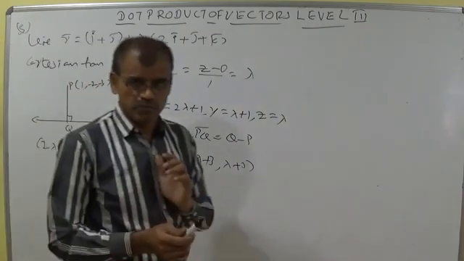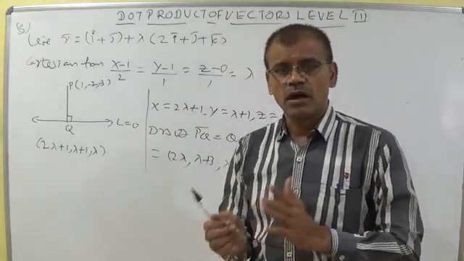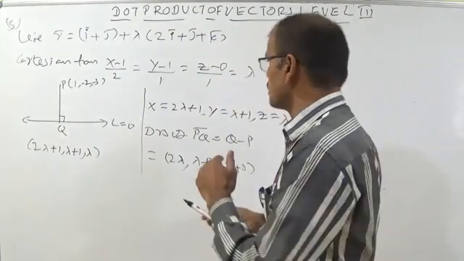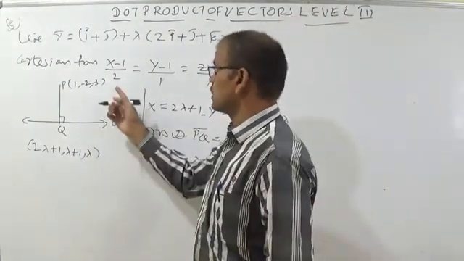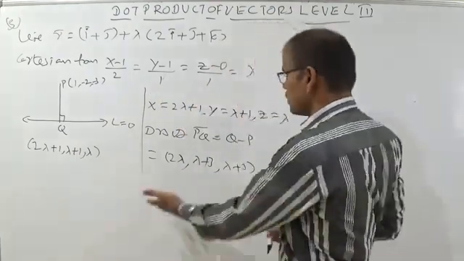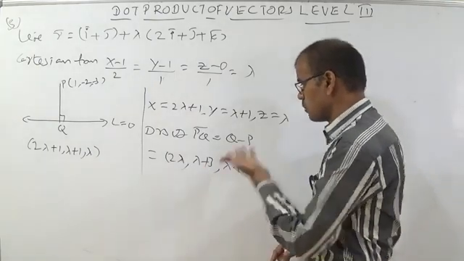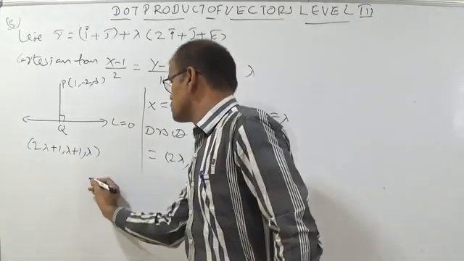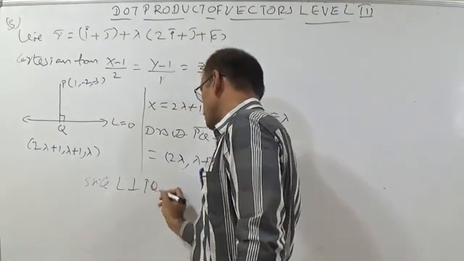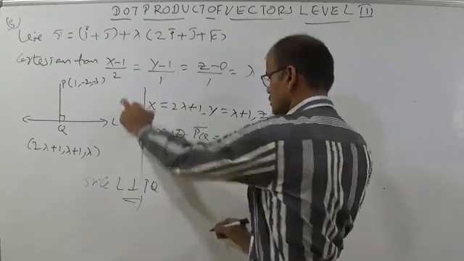Whenever two lines are perpendicular, then we can use the dot product equal to 0, or the a1 a2 plus b1 b2 plus c1 c2 equal to 0 concept using direction ratios. So what is the direction ratios of line L, 2, 1, 1? And what is the direction ratios of PQ? Now we got the direction ratios 2 lambda, lambda plus 3 and lambda plus 3. Then since L is perpendicular to PQ, that implies you can substitute the values here.